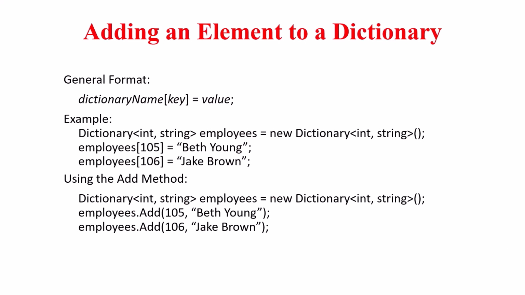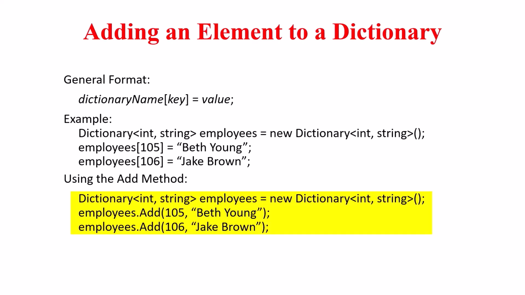When we want to add an element to a dictionary, the general format is dictionary name[key] = value. Example: Dictionary<int, string> employees = new Dictionary<int, string>; employees[105] = Beth Young; employees[106] = Jake Young. Another way is using the Add method, which is the method I prefer. It's kind of like the list box, where you're using the dot Add.